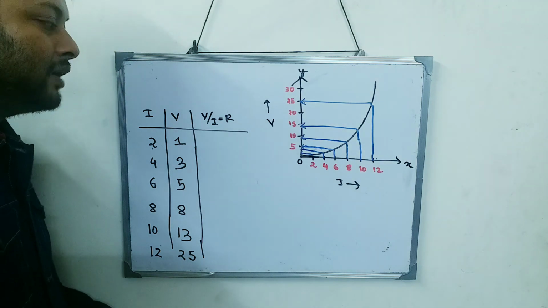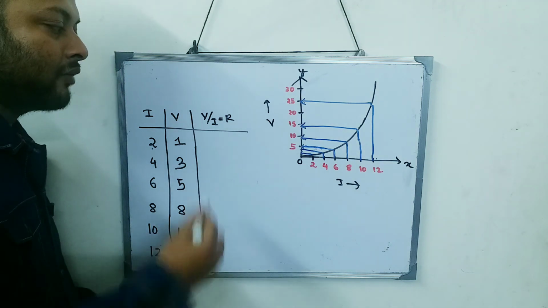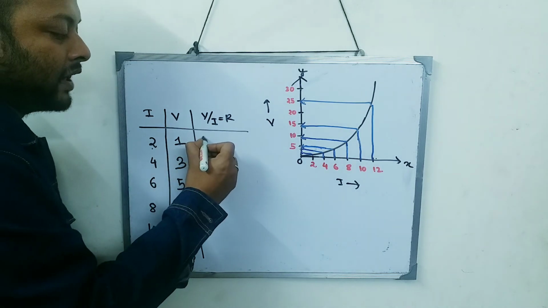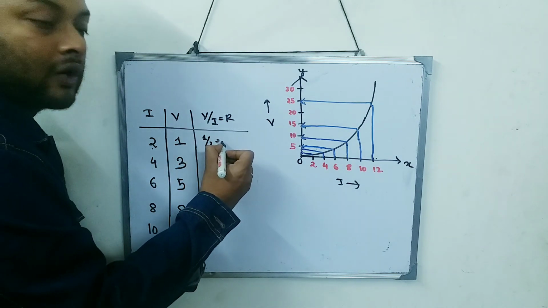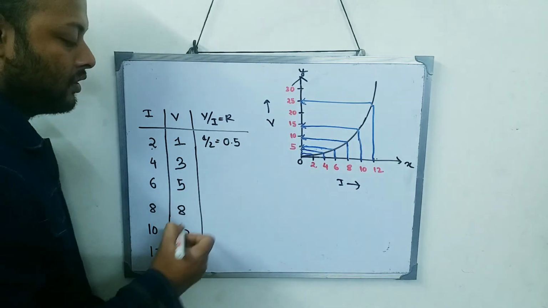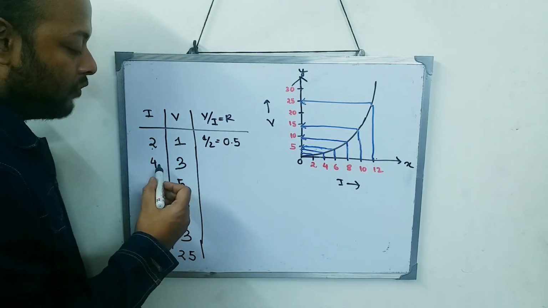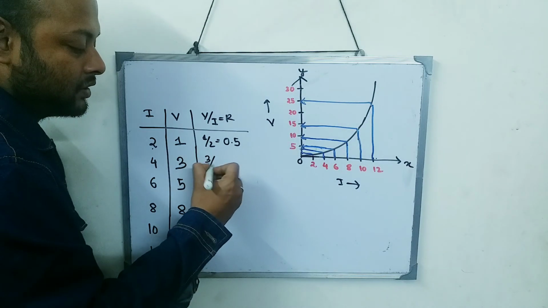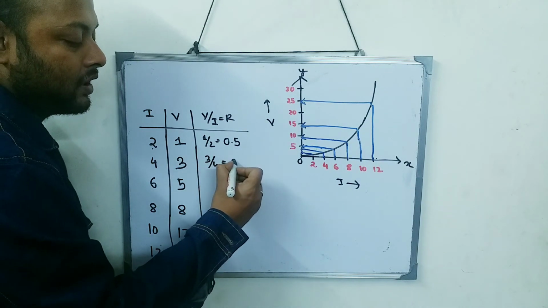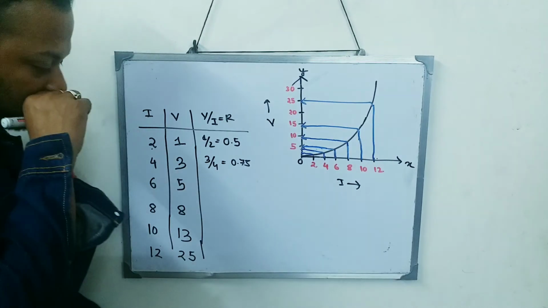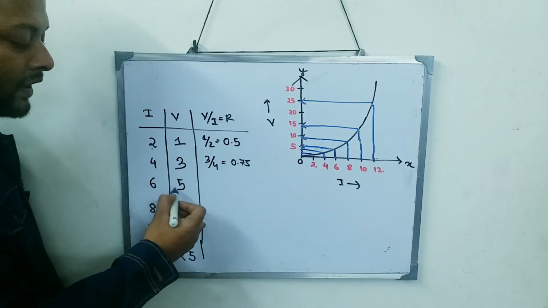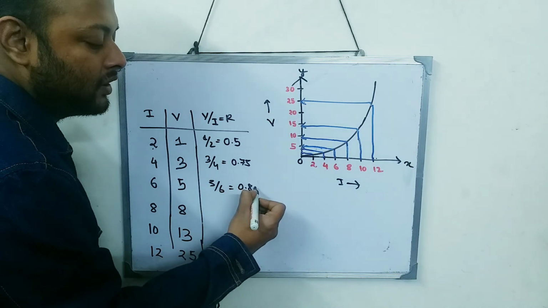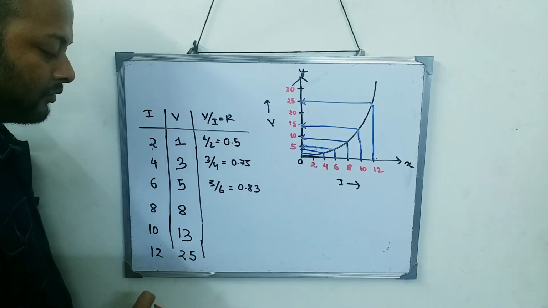Now to get the resistance, I have to do V by I. So let's do it. V by I means 1 by 2. 1 by 2 is how much? 0.5. Over here, V by I, 3 by 4, that becomes 0.75. Over here, V by I, 5 by 6, that becomes 0.83, something like that.